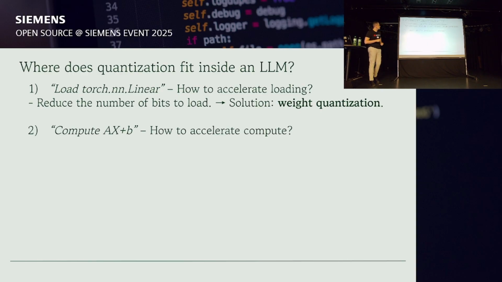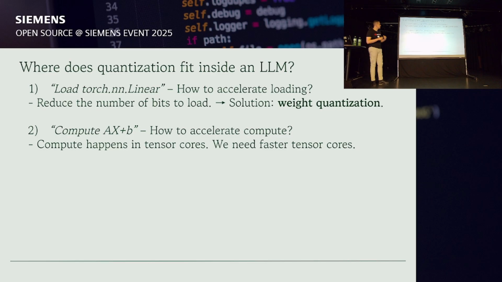The second part is the computational part. Once we load the linear operators, we get some inputs from the user, and now we have to do a lot of matrix-matrix multiplications in order to produce a token at the output, which means that now we have to accelerate the computational part, which is happening inside the tensor cores. Because this computation is happening inside tensor cores, the solution is to get faster tensor cores.